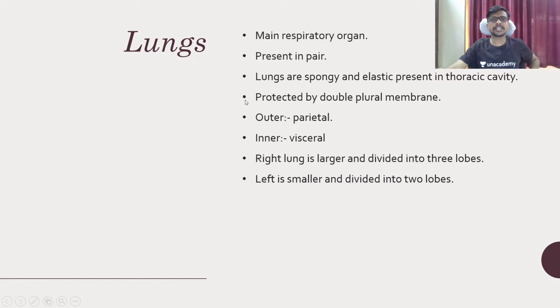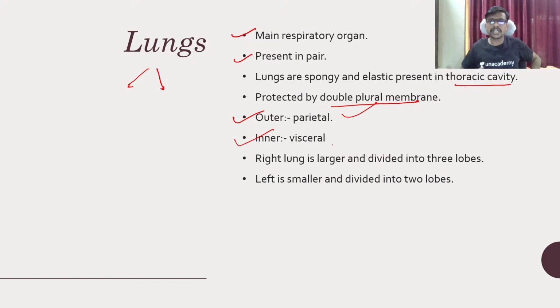Let's see, the lung is the main respiratory organ. It is present in a pair, one on the right side and one on the left side. Lungs are spongy and elastic organs which are present in the thoracic cavity. They are protected by a double pleural membrane. In the last lecture, yesterday evening, someone asked me about the parietal and visceral layers. The outer layer is always called parietal and the visceral layer is the inner one. So these are the two pleural membranes, the parietal pleura and the visceral pleura.